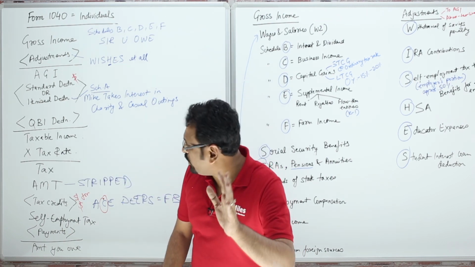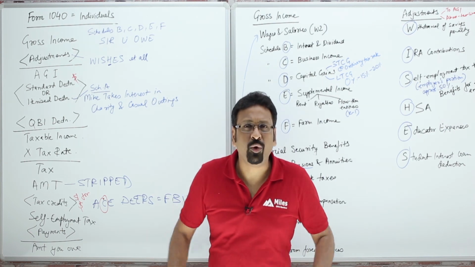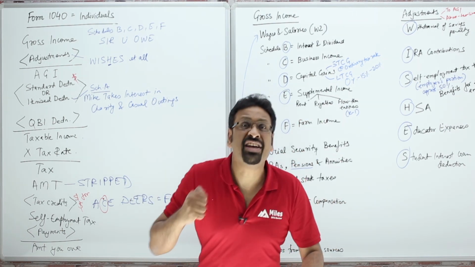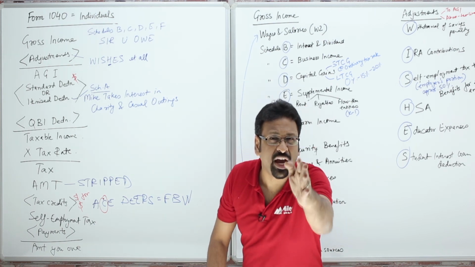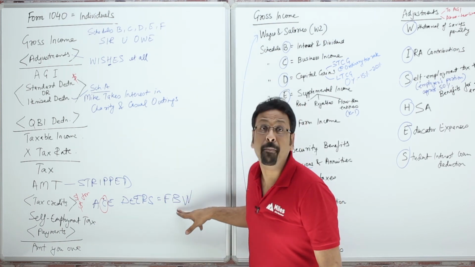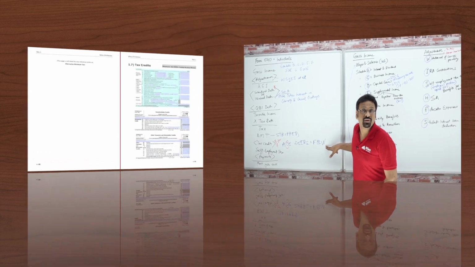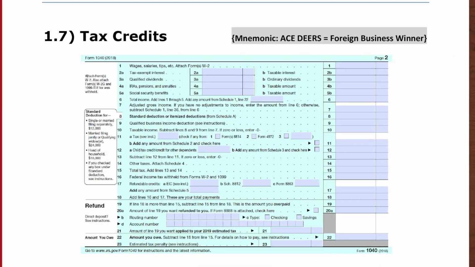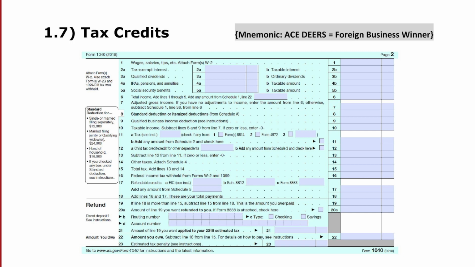Now, when we're looking at tax credits, I'm going to call you guys ACErs, because you're going to be foreign business winners. Let's look at tax credits on page 81. On this page, we've got screenshots from the second page of Form 1040. We have Schedules 3 and 5.